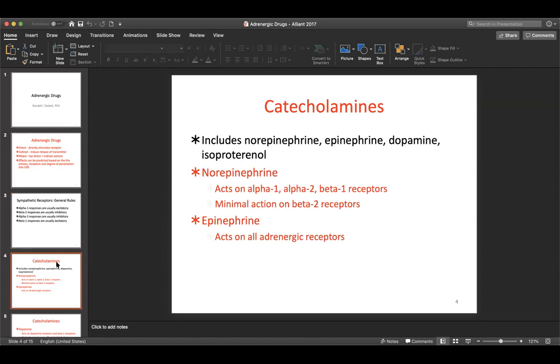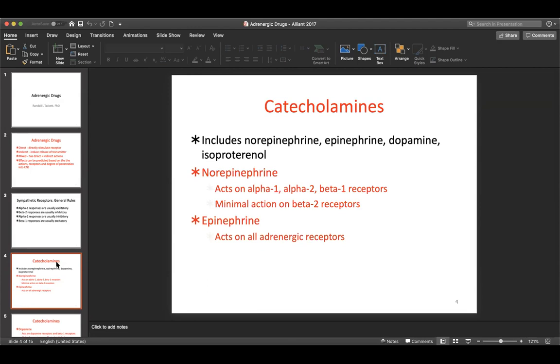Typically, we're using these, for example, the norepi, epi, and dopamine, short term. Isoproterenol, we typically use short term, although a few years ago we were using isoprel for asthma. We used it sort of long term, over several months, but typically it's going to be used more short term.